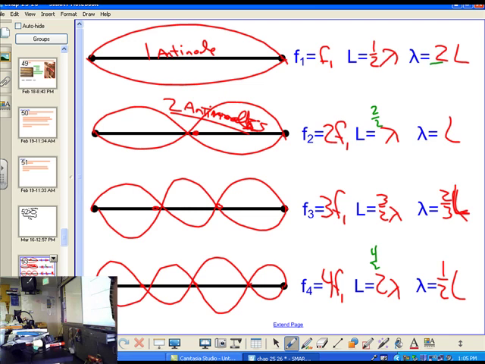Notice here, we have 2 over 1, 2 over 2, 2 over 3, 2 over 4, 2 over 5, 2 over 6. So the wavelength is always 2 over the harmonic number times the length of the string. So that's just our rule. What's nice is the rules for strings are the same rules for a tube with two open ends. Same rules. The picture looks a little different, but same rules.